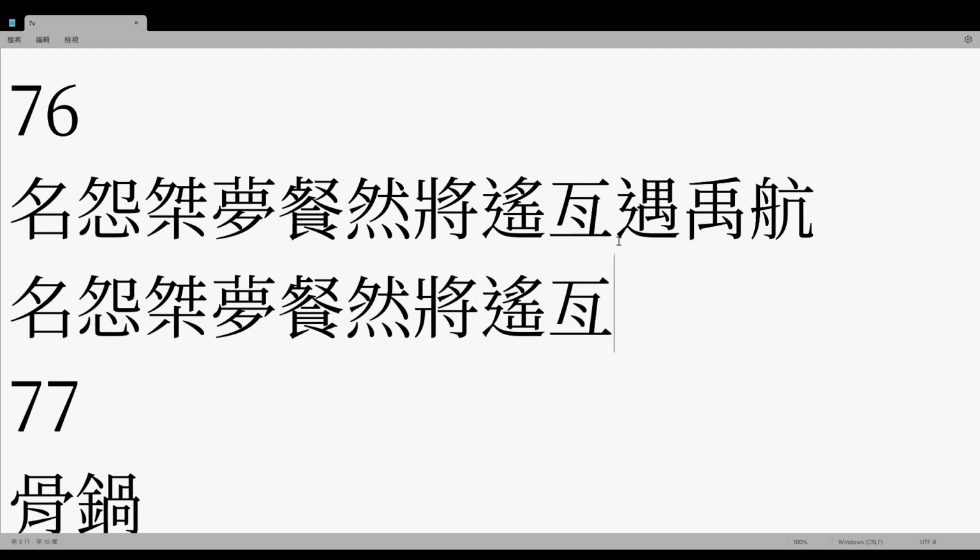Okay, the next 7-6 radical is right here. You can see here's a 7 lit, and then 3.